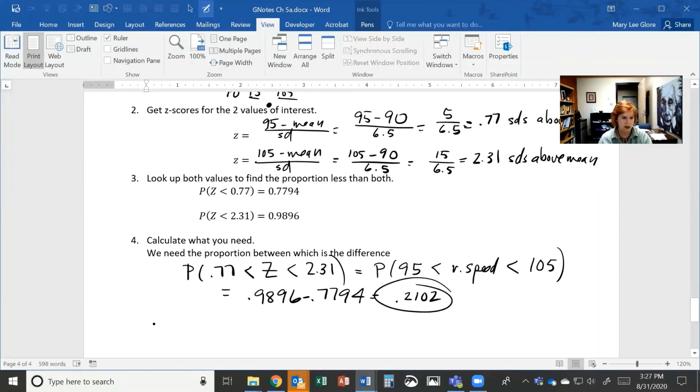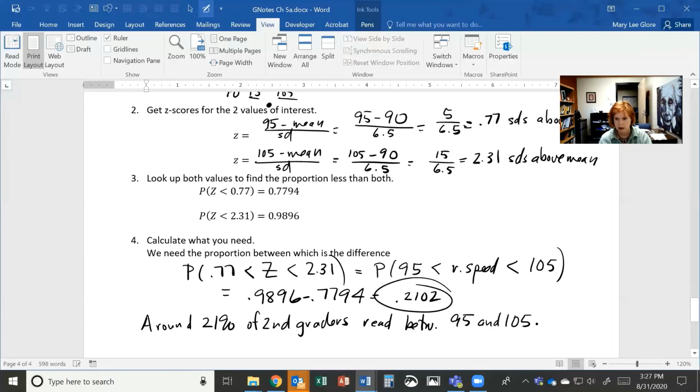All right, so what does that tell me? That means around 21% of second graders read between 95 and 105 words per minute.